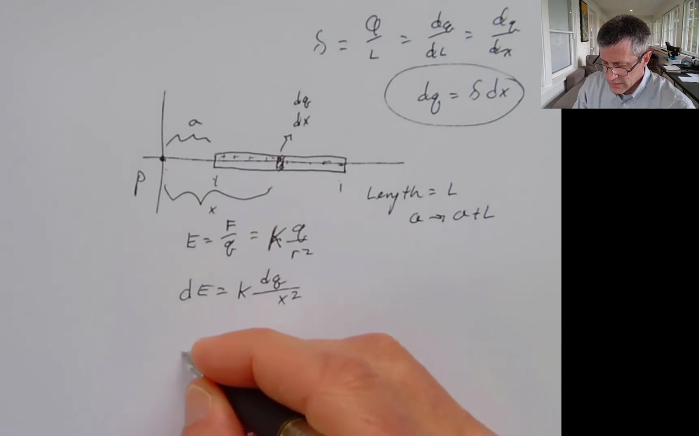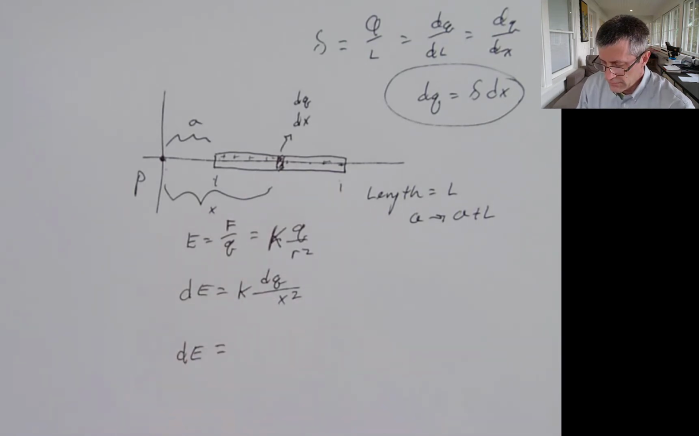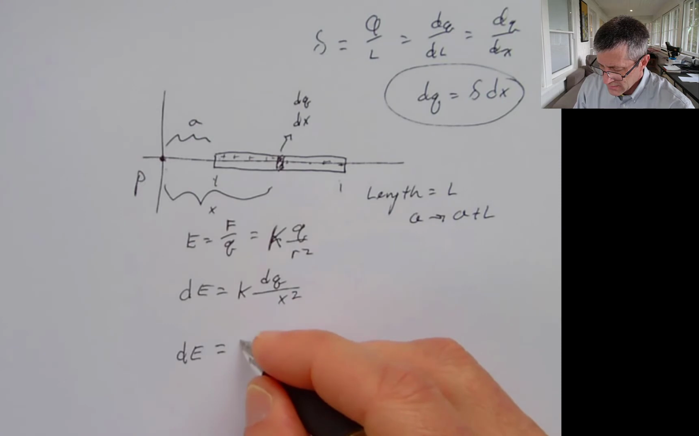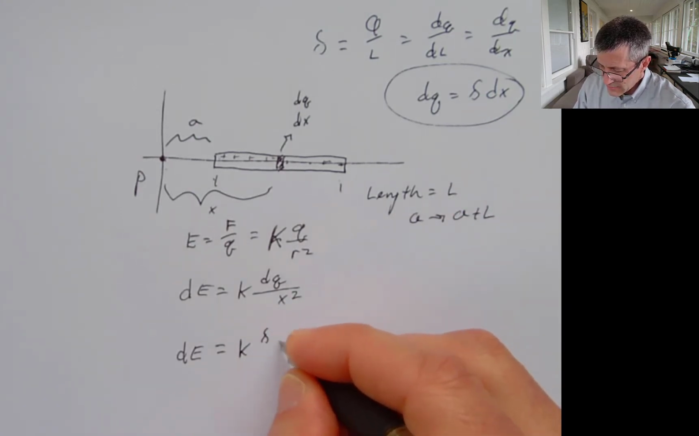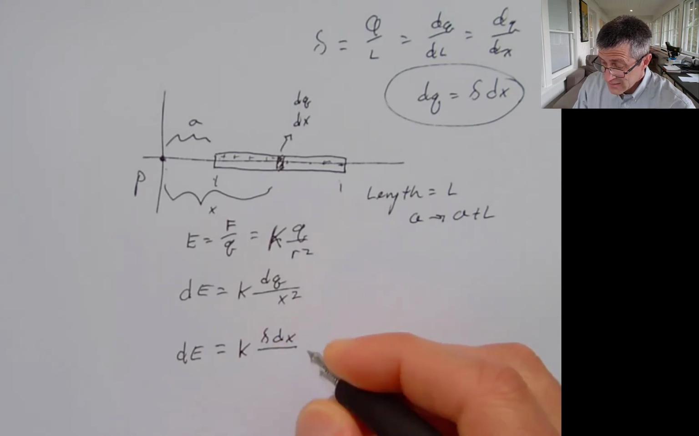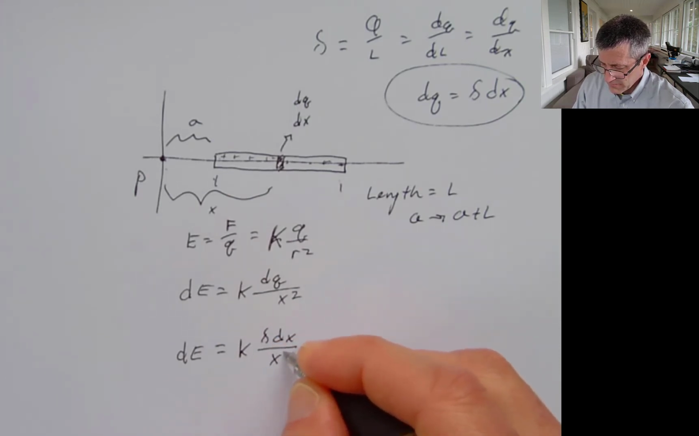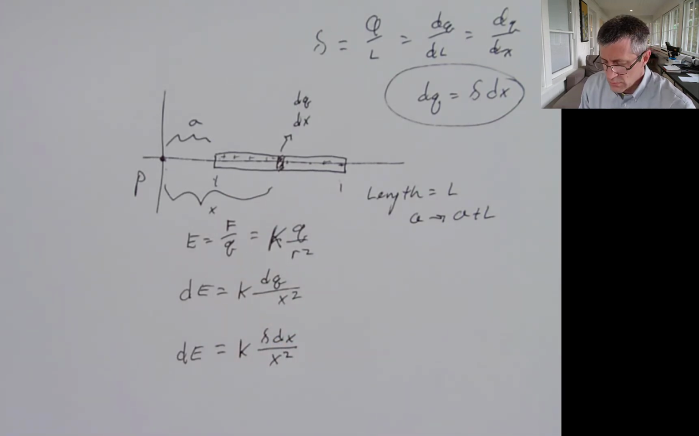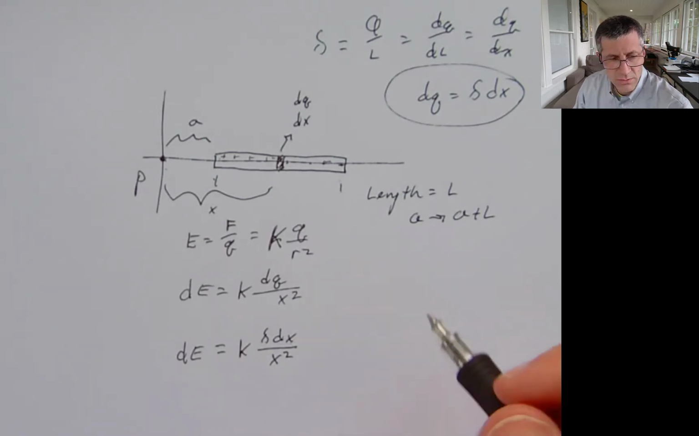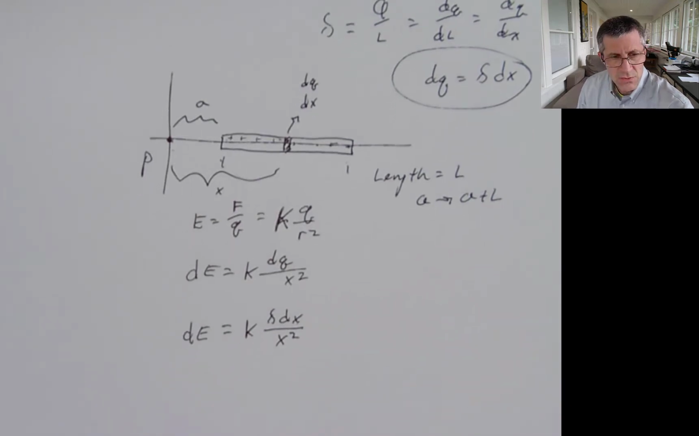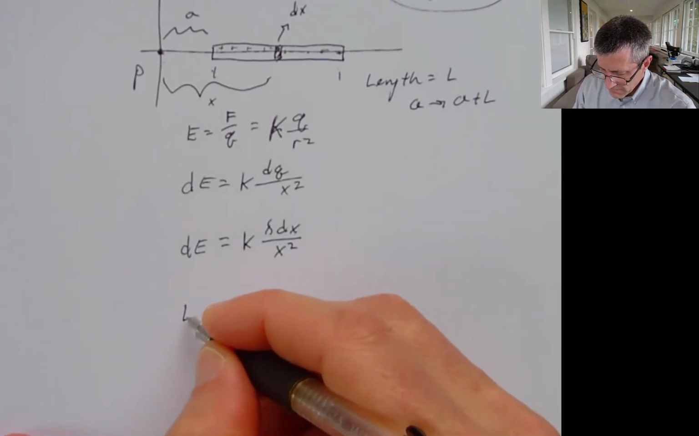Right, so I can write this: my small amount of electric field is going to be a function of some constant times that small amount of charge, which is lambda times that small amount of distance, divided by my total distance, right? So now I've got something I can make sense out of. I have one thing changing, 1 over x squared dx, and I can add those all up. So what do I want to do? I want to get to my total.